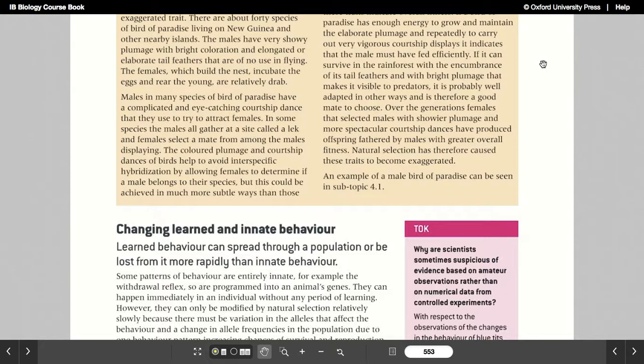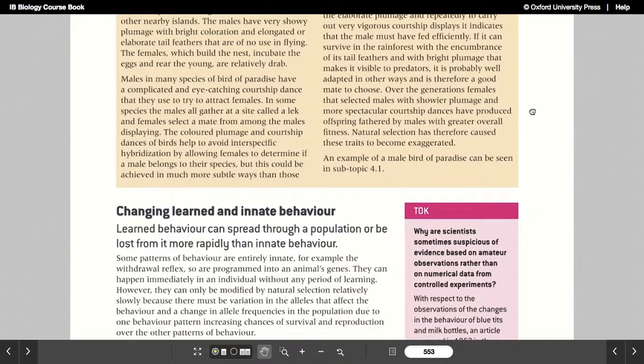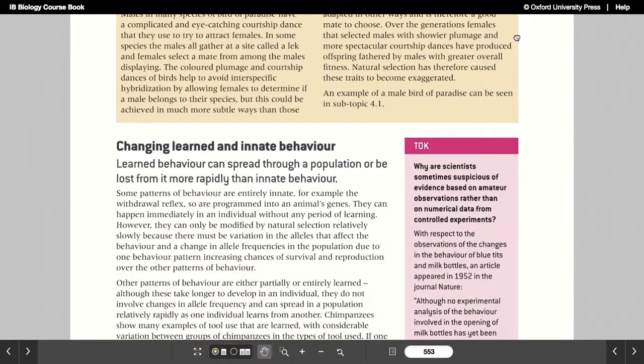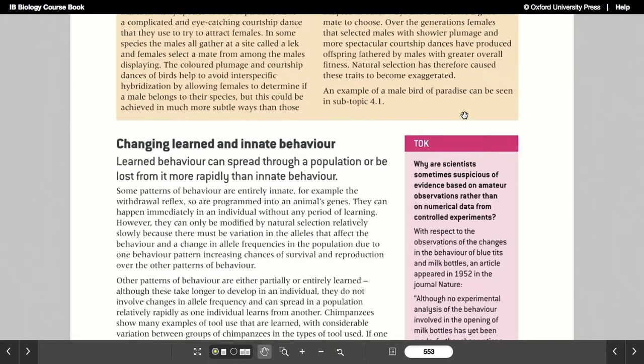At the same time, it also means that you might be good at running away, because if you're so bright and showy and fancy, predators probably want to eat you, but they didn't eat you, because if they had, you wouldn't be here doing this dance. So it's kind of indirectly pointing to females that that guy is a pretty good catch. So natural selection causes those traits to become exaggerated.